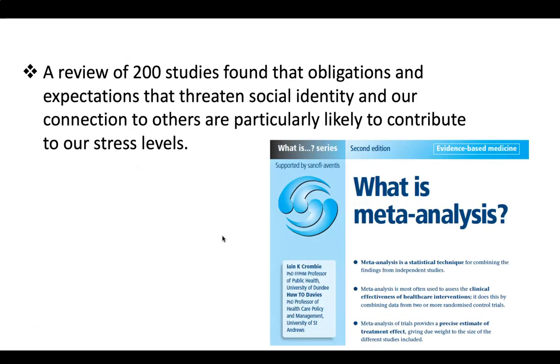So again, talking about the social psychology here. They did this meta-analysis, and a meta-analysis is basically a huge study of other huge studies. This review of 200 studies found that obligations and expectations that threaten who we think we are and our connections to others are most likely to contribute to stress levels. So you can think about this in terms of your own life. Say you think of yourself as a particularly good, politically correct person, and you're hanging out with some friends, and you say some term that may be seen as a faux pas. And we'll talk about this more when we talk about stereotypes and so on.